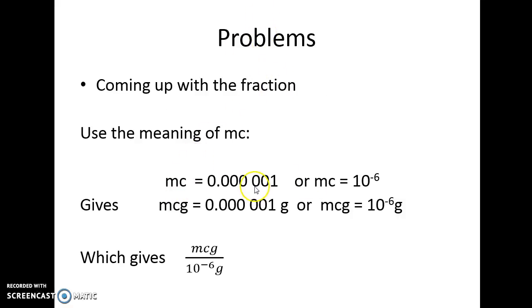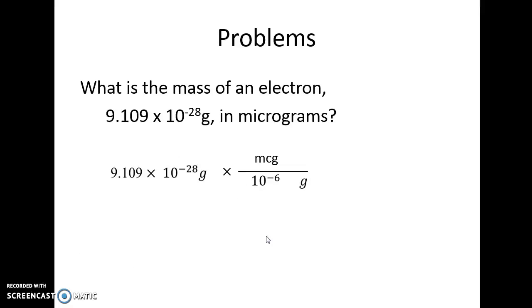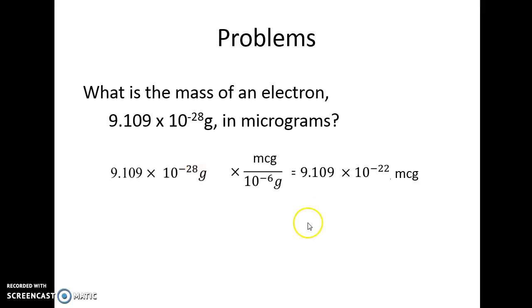How do I get that? I use the meaning of micro, which is 0.000001. You can use 10 to the minus 6 if you want. And so I put gram after each of these, and I get this. That means I will use microgram is 10 to the minus 6 grams. And I'm going to enter that into the problem. Microgram, 10 to the minus 6 grams. Now, I see that grams cancel and I get microgram.